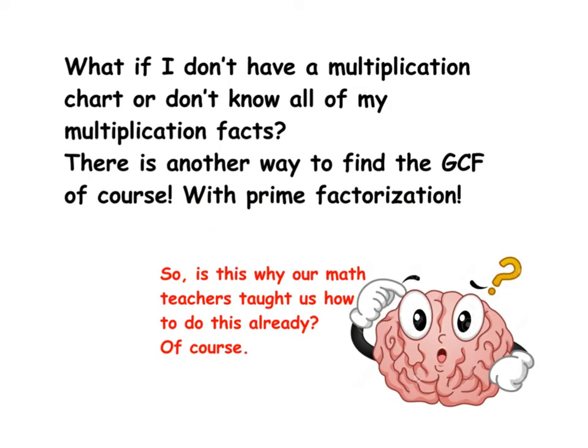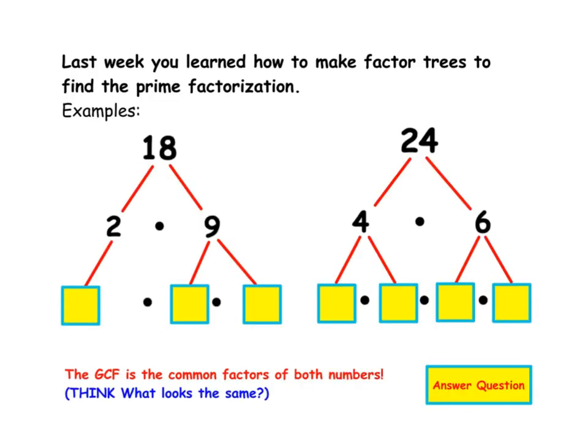Now, if you don't have a multiplication chart or don't know all of your multiplication facts, another way to find the GCF is to use prime factorization. Now, is this why your math teachers taught you how to do prime factorization already? Of course, because they knew that that is one way of finding common factors of numbers.